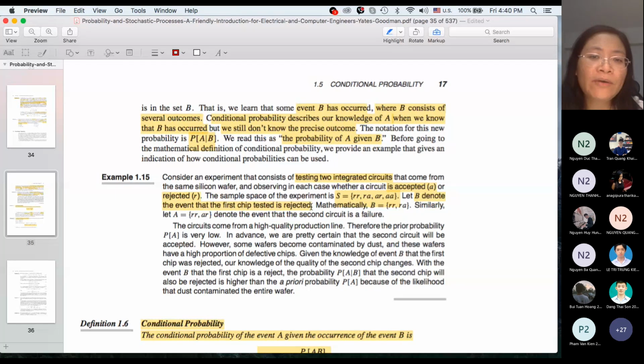We know one more piece of information: the first is rejected, so it does not include those other events. Mathematically, B is represented by RR and RA. Similarly, let A be the event that the second circuit is a failure, which is RR and AR. Now, the circuits come from a higher quality product line. Therefore, the prior probability of A is very low.